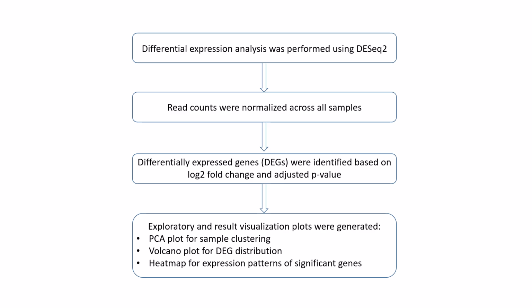And finally, DESeq2 was used for normalization and statistical testing of differential gene expression. Based on log2 fold change and adjusted p-values, significantly upregulated and downregulated genes were identified. To interpret the data visually, we generated PCA plots to examine sample grouping and reproducibility, volcano plots to summarize significant DEGs, and heat maps to visualize expression trends among the most important genes across all the samples.